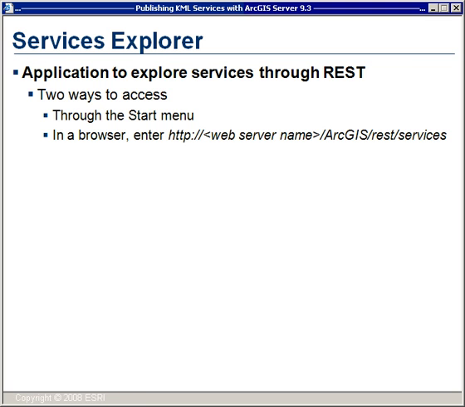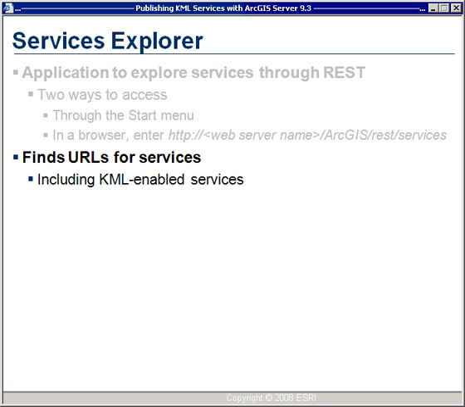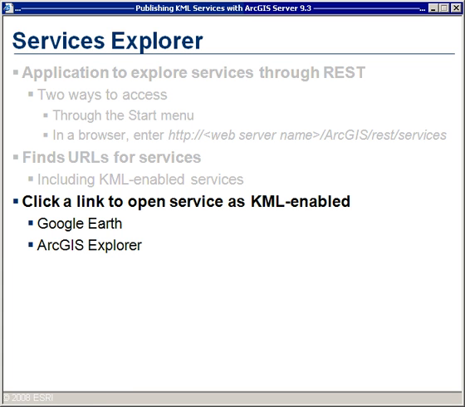Now, really, through the Start menu, what it's doing is just opening up a browser and pasting in that path name for you. But either way, you're getting the same Services Explorer, and it will allow you to take a look at those services that are exposed through REST. And then it will find all the URLs for those services. And this, of course, includes the KML-enabled services. And then also, you have some links in there. And these links allow you to open a service as KML-enabled. So you can use either Google Earth or ArcGIS Explorer. Those are the two links that are available for KML-enabled services.